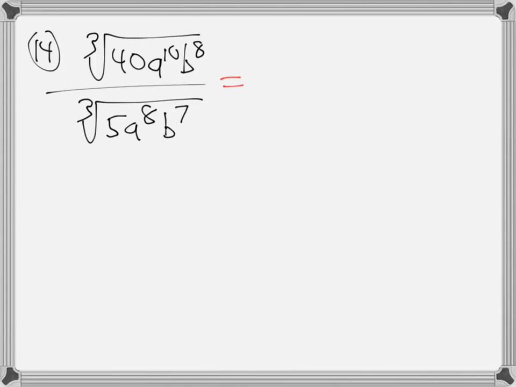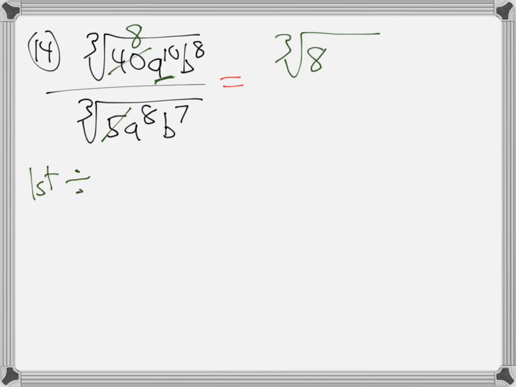Now we're dividing, aren't we? So let me tell you. First, divide. Meaning what? 5 goes into 40 8 times. Use your calculator if you're rusty on that. 40 divided by 5 is 8. So this is going to become the cube root of 8.